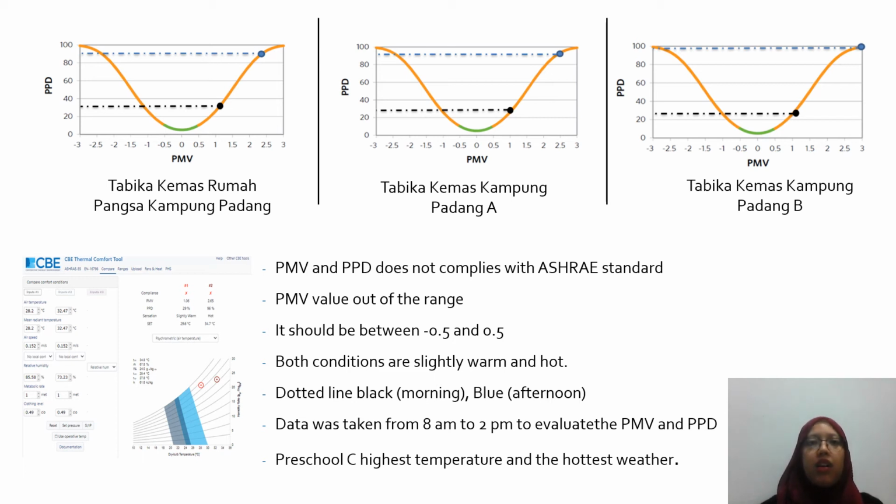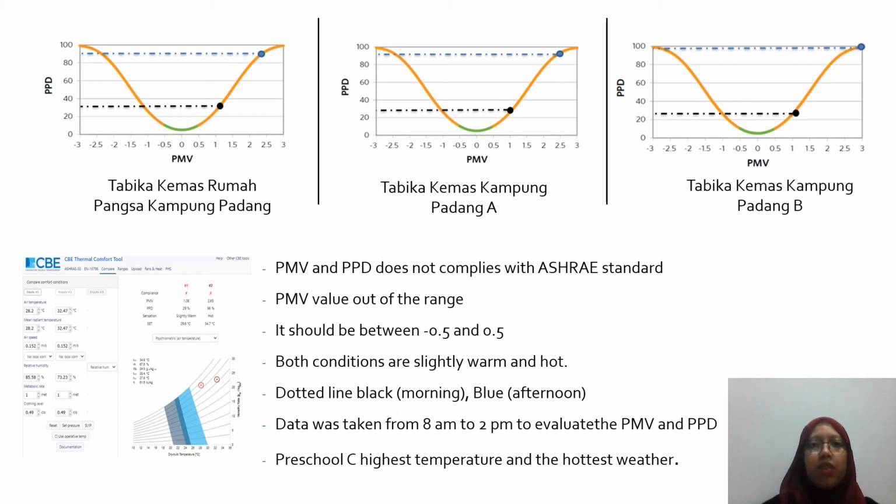But the result of sensation level shows that both morning and afternoon conditions are slightly warm and hot at these three different preschools. As you can see from the graph, it consists of two dotted lines, which are black for morning and blue color for afternoon. It shows the relationship between PMV and PPD result. This data was taken from 8 a.m. to 2 p.m. to evaluate the PMV and PPD level.